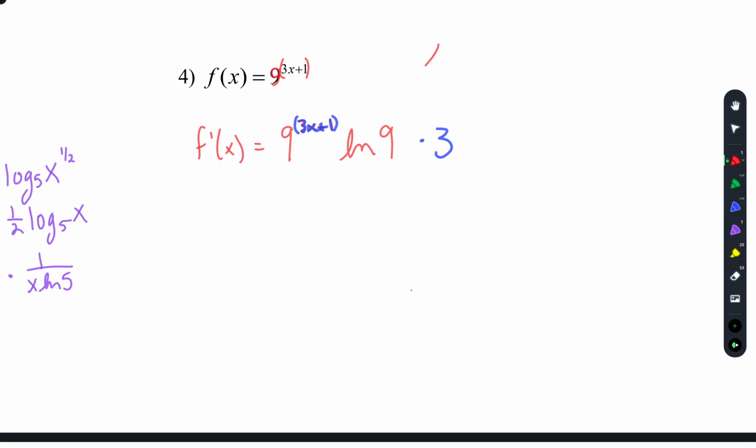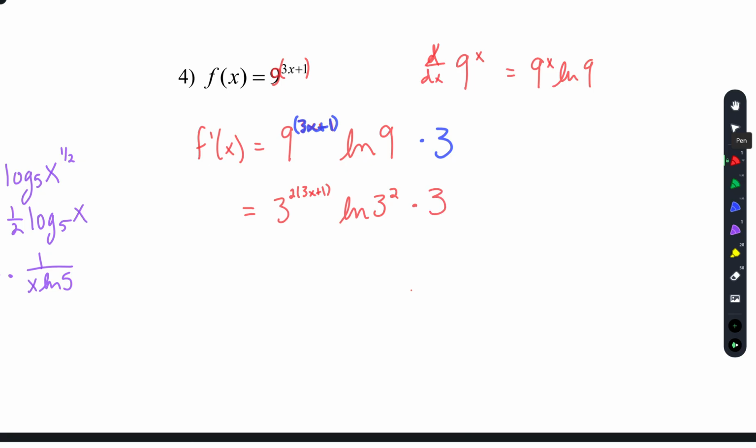Maybe that one's a weird one, because if it was just 9 to the x, it would be 9 to the x natural log 9. But since it's fancy, I've got to put the 3x plus 1 in there, and then times 3. Now, if this was multiple choice, that's probably not going to be an answer. So keep in mind that you can mess with this a lot. Like 9, do you know you can rewrite that as what? Yeah, 3 squared. So keep in mind that they can be mean. Same with natural log.